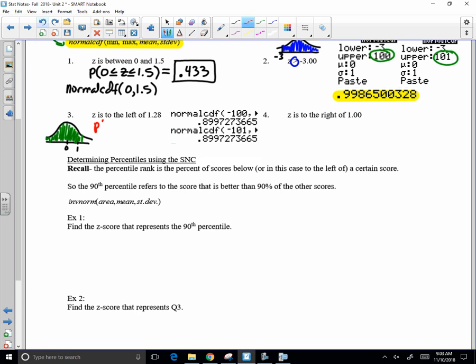Can I speak out loud for a second? Yes. We're not looking for P of C. So if I put C is approximately 289.899, that's incorrect. Correct?